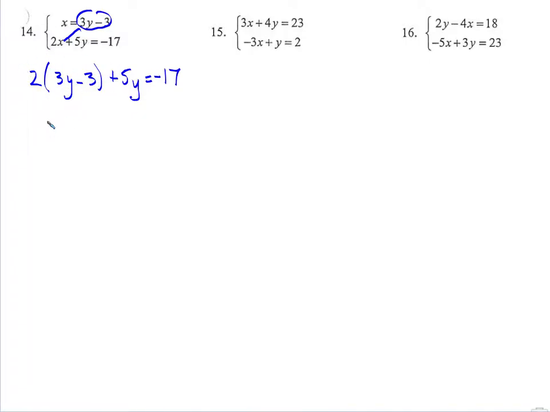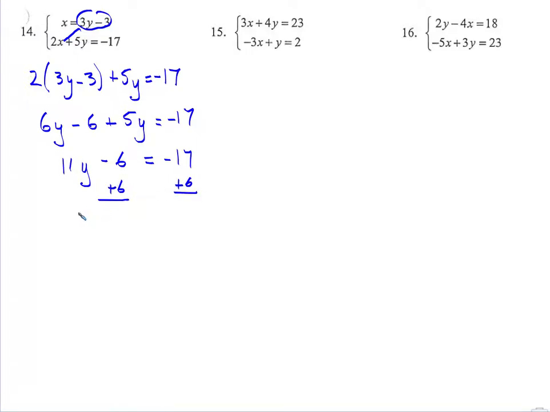Something over here? Distribute. Distribute, yeah. So it's going to be what? Read it out. It's going to be 6y minus 6 plus 5y equals negative 17. Perfect. And then I'm going to combine like terms to get how many y's? 6y plus 5y? Oh, 11y. 11y. I'm going to add 6 to both sides, and I get 11y is equal to negative 11. Therefore, y is equal to? Negative 1.